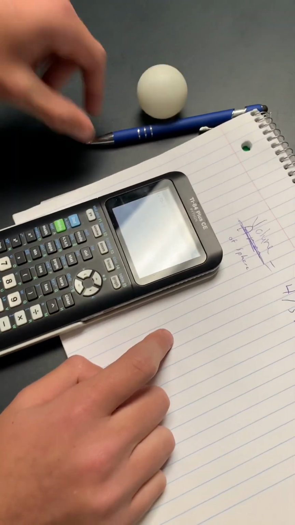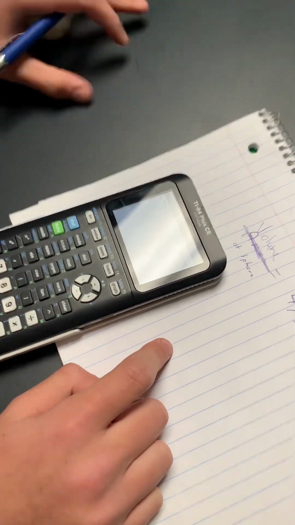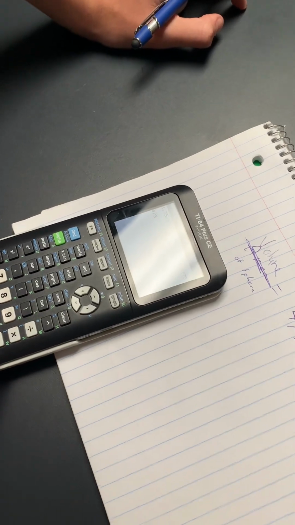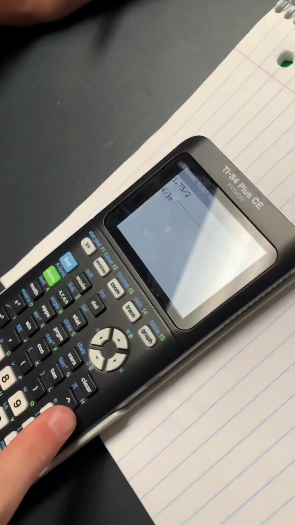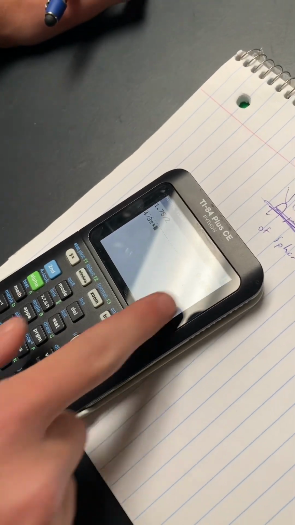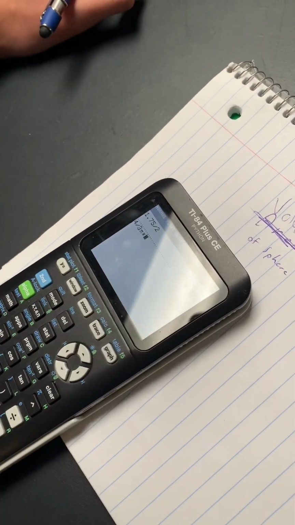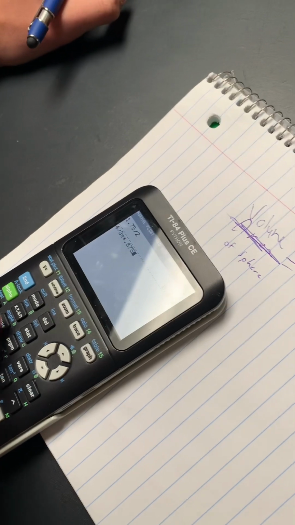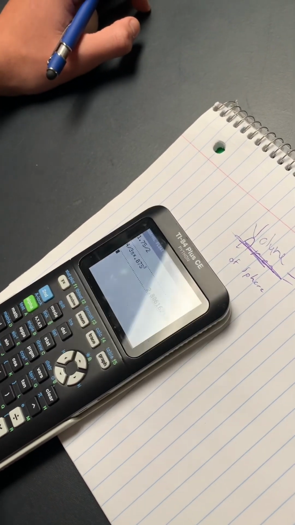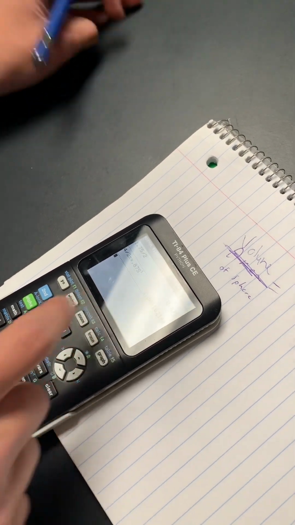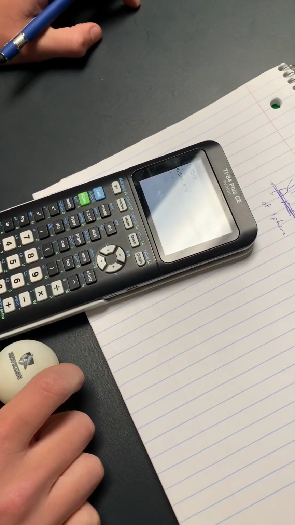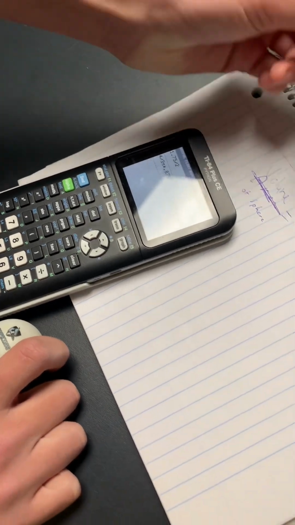So then what we do now is we go 4/3 pi times the radius, which is 0.875, cubed. And this right here is the volume of this sphere: 2.806.